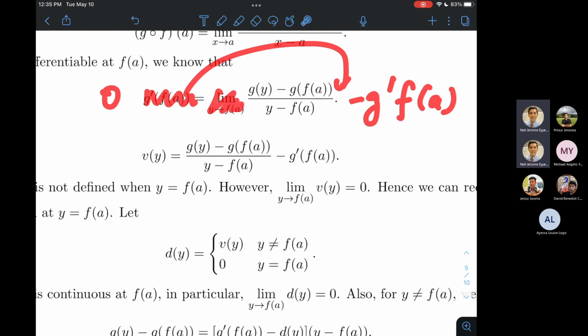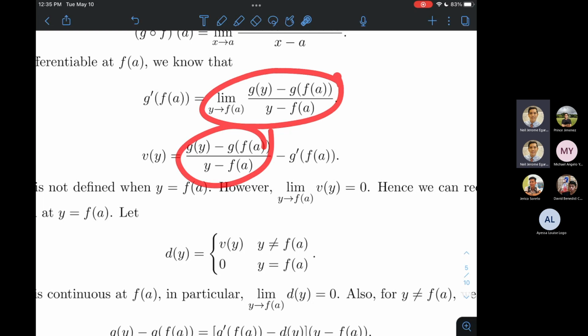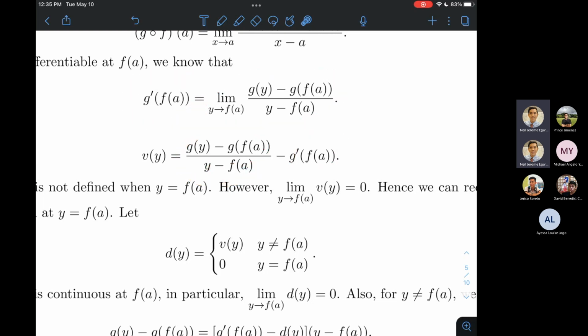Then I removed the limit. That's the function v. But if I restore the limit, so if I take the limit of the function v as y approaches f of a, I'll get 0. Alright? Because this is v, take the limit as y approaches f of a, it will be exactly this same thing, so their difference would be equal to 0.